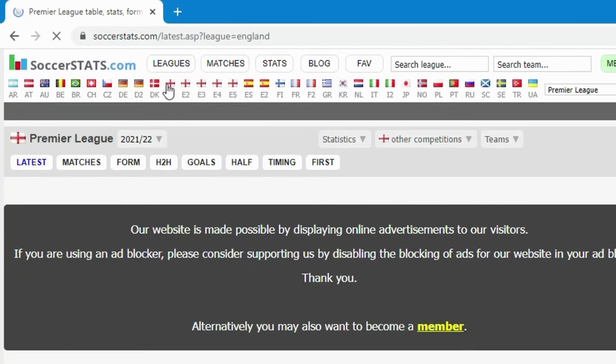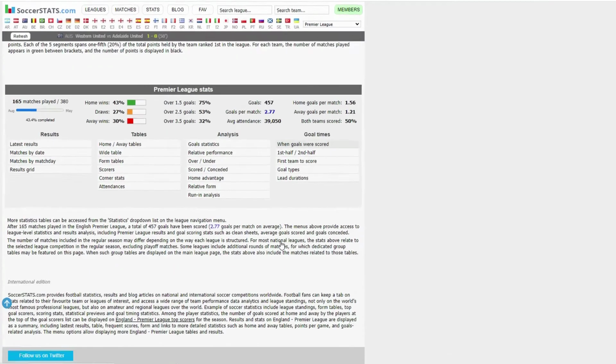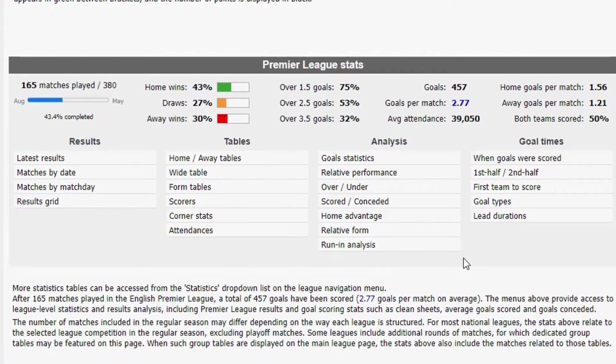The first thing I look at when I'm selecting a game to trade is the percentage of games that finish with under 2.5 goals for that particular league. There are many ways to find this. Personally, I go onto the Soccer Stats website, select the league from the toolbar at the top, and then scroll down to the bottom and you see this little data table here, and as you can see there, you see the number of games in terms of percentages that finish with over 2.5 goals.